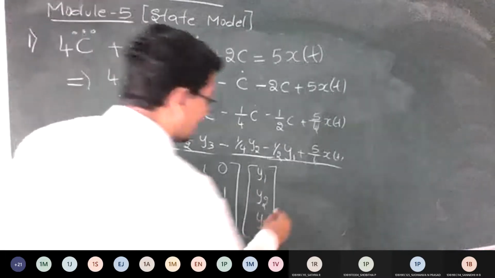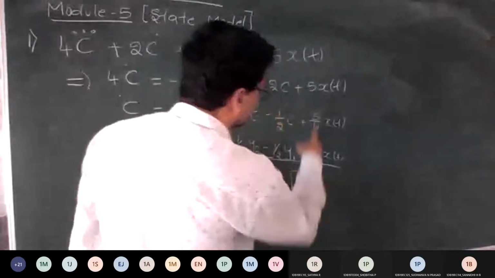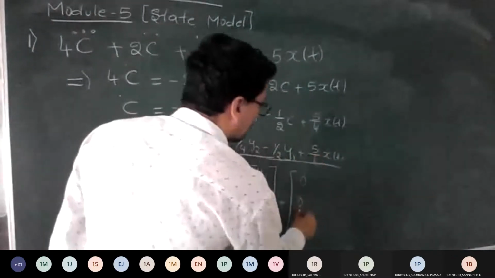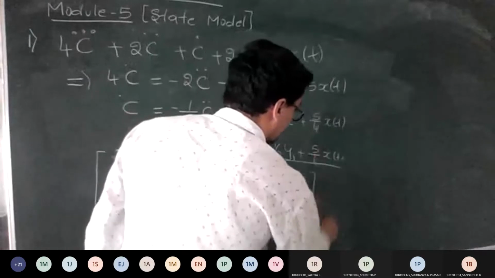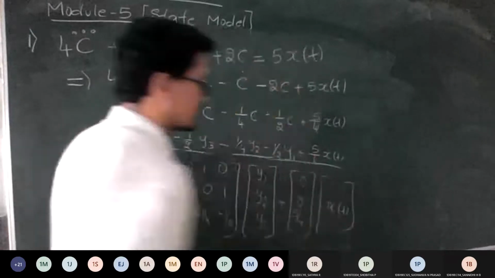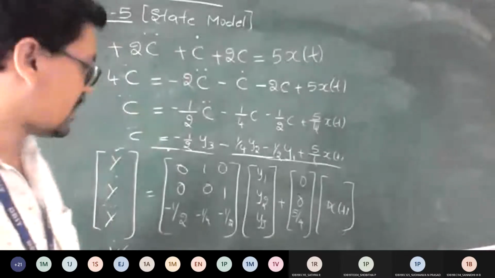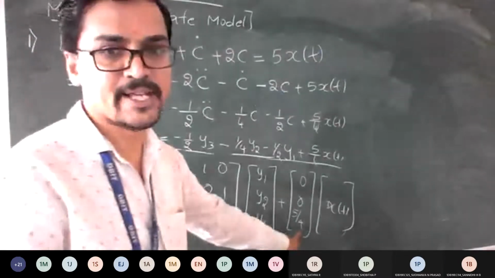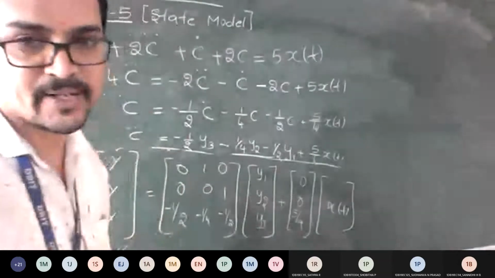So what is the coefficient you have for u of t? In the first and second equations nothing is there, so 0, 0 followed by 5 by 4. This you can denote as x of t. So now the form is y dot of t equals A y of t plus B x of t. Understood, everyone?